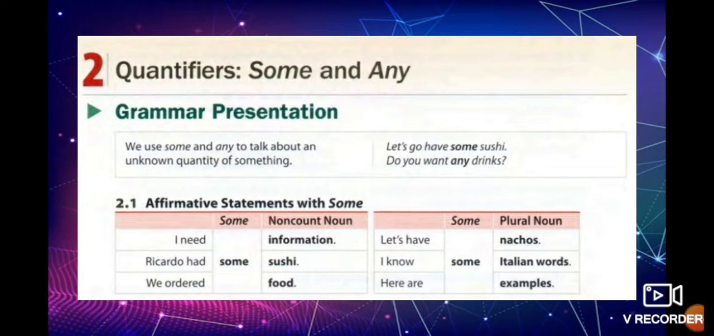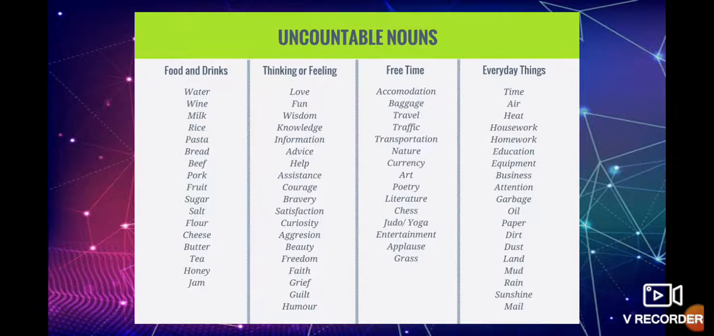Then you have, let's have some nachos. I know some Italian words. Here are some examples. In that case, these are plural nouns: nachos, Italian words, examples. But the other ones are uncountable, and you use the quantifier some. That means in affirmative statements with some, you use this word for noncount nouns and also for plural nouns.